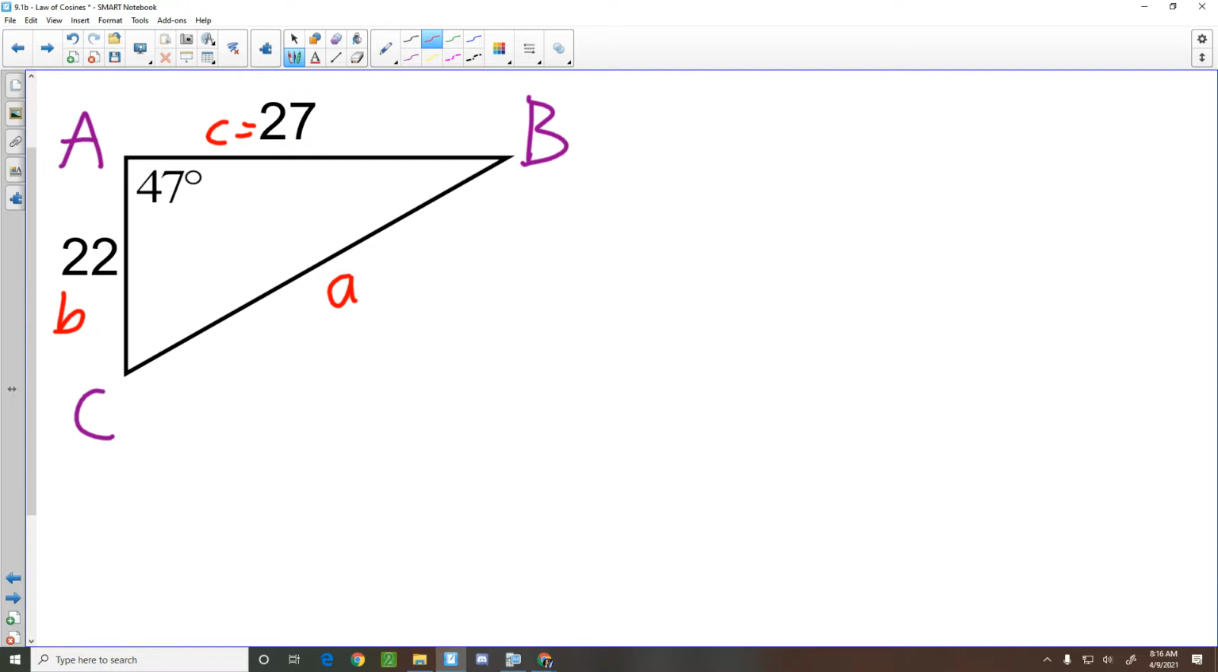Remember, you should only have to use law of cosines one time. Once you get that first angle, you can then just use law of sines for that other angle. And then just subtract those two from 180 for the third angle. It gets easier with each angle you solve.